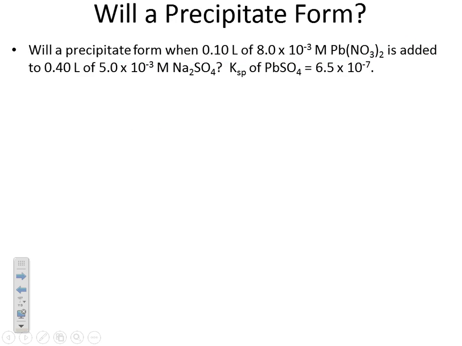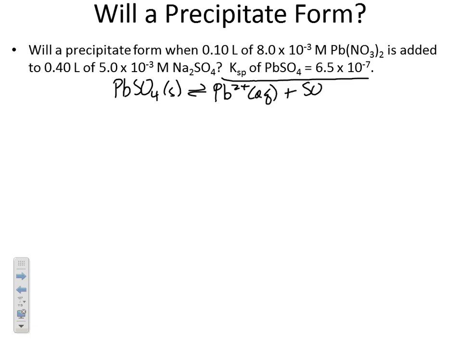So, standard question: will a precipitate form if 0.1 liters of 8 times 10 to the minus third molar lead 2 nitrate is added to 0.4 liters of 5 times 10 to the minus third molar sodium sulfate? And it gives us the KSP of lead 2 sulfate. So again, our equilibrium problem solving process, but adapted for Q: the first step is to write a reaction. What reaction do you write? You write the same reaction that we're used to writing, meaning you write the reaction based on the K value. It gives us the K value of PbSO4. So I'm going to write PbSO4 solid goes to Pb2 plus aqueous plus SO4 2 minus aqueous.